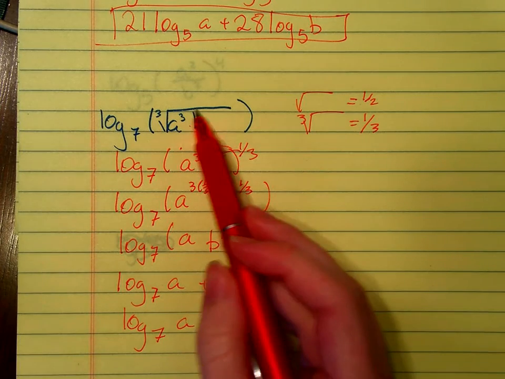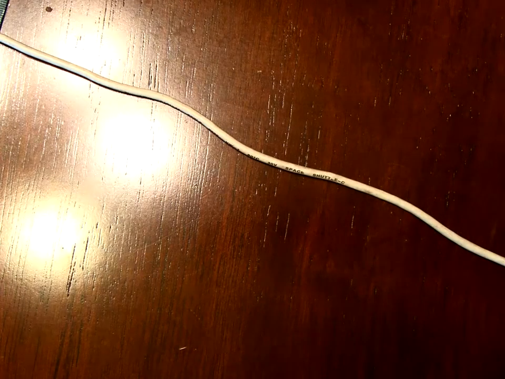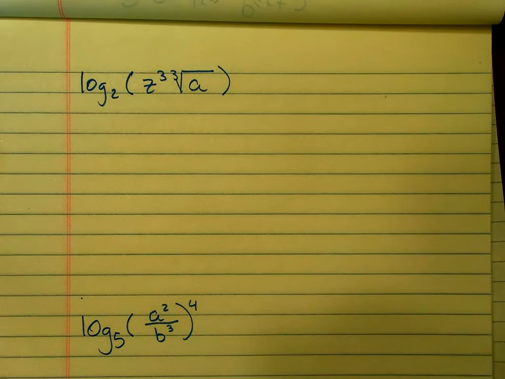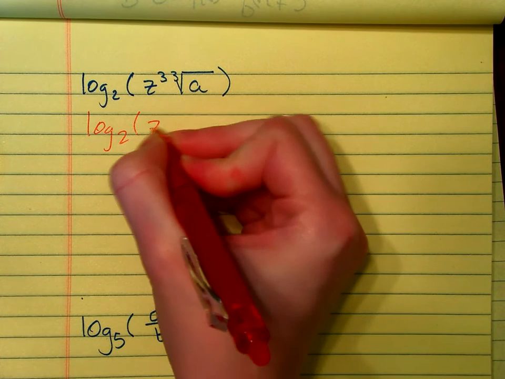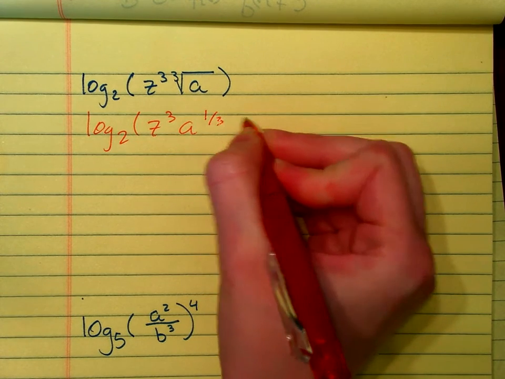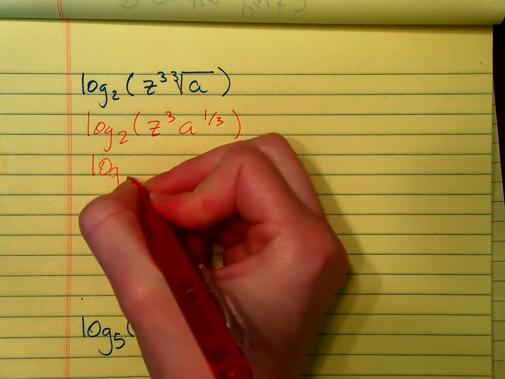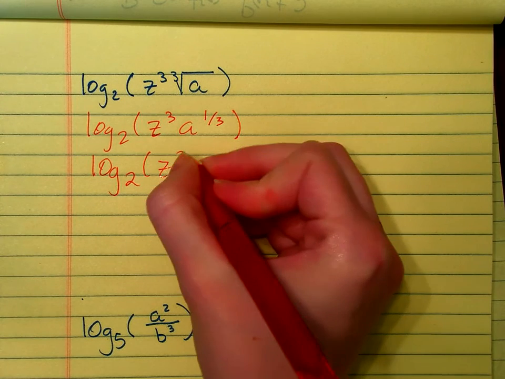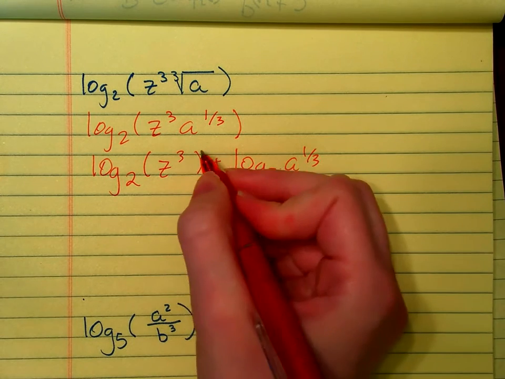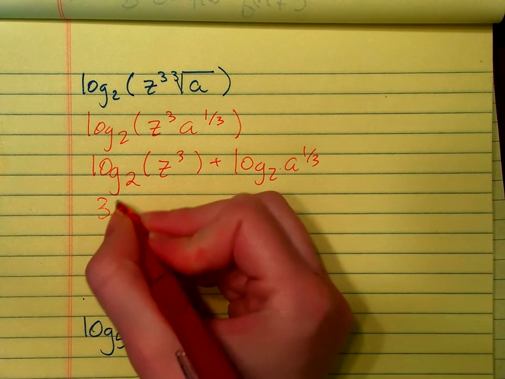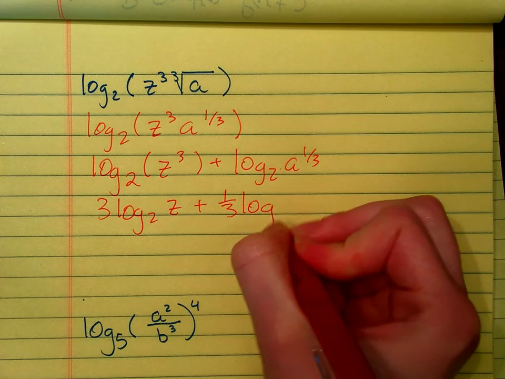So remember, change everything to being taken to a fraction exponent. Alright, next one. Again, I see that cube root. I want to change that to a fraction. Do that first, just so you're dealing with all normal exponents. Now I've got multiplication again, so I change that to what? I change that to addition. Plus log base 2, a to the 1/3. Now again, I bring my exponents out front. That becomes 3 log base 2 of z plus 1/3 log base 2 of a.